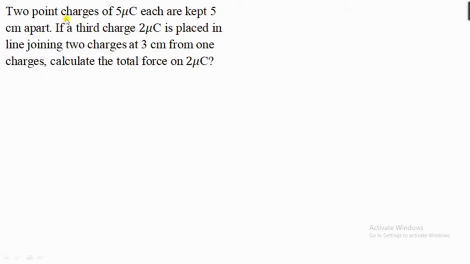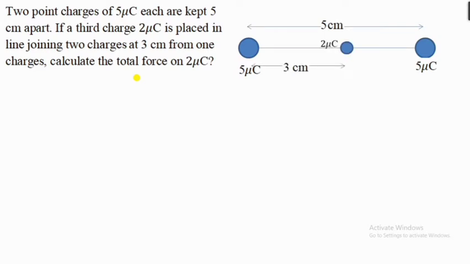This is the first question. Two point charges of 5 microcoulomb each are kept 5 cm apart. If a third charge of 2 microcoulomb is placed on the line joining the two charges at 3 cm from one of the charges, calculate the total force on the 2 microcoulomb charge. Here we have 5 microcoulomb charges at a distance of 5 cm, and I am keeping the 2 microcoulomb positive charge at a distance of 3 cm from one of the charges, and the distance between these two will be 2 centimeter. Now I'll give names to the points. So this is A, B and O.